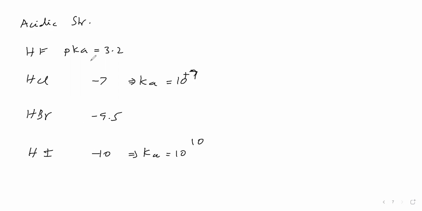So pKa is 3.2, that means it is a weak acid. HF is a weak acid. HCl, HBr, HI are strong acids, we can say, because 10 power 7 for HCl, 10 power 10 for HI. So down the group, what happens to the acidic strength? Down the group, acidic strength increases.